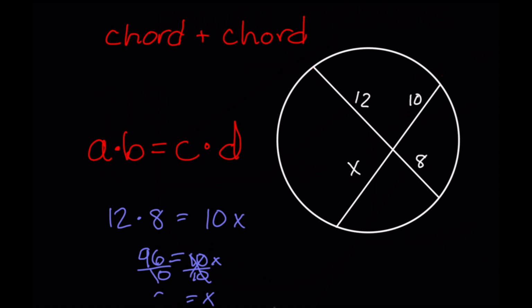And then x equals 9.6. So then right here, this would be 9.6. And so that is chord plus chord, or solving segment length formed by chords. So that was theorem 1. So theorem 2 is going to be segments formed by two secants.